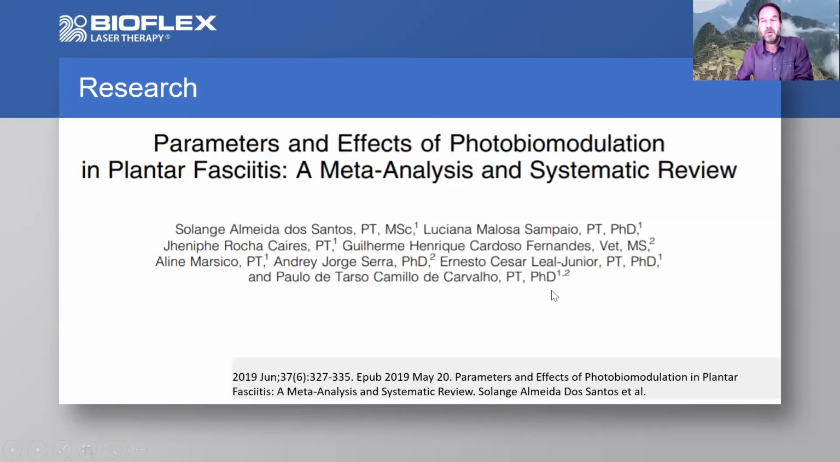So the next paper I presented is an updated one, because it came out in 2019, and it was a meta-analysis and systematic review, which always has a lot more statistical impact when you're looking at a whole bunch of studies and looking at the overall conclusions, right? So these are the types of papers that are extremely helpful in pushing the agenda forward of seeing that photobiomodulation is helpful for these conditions.